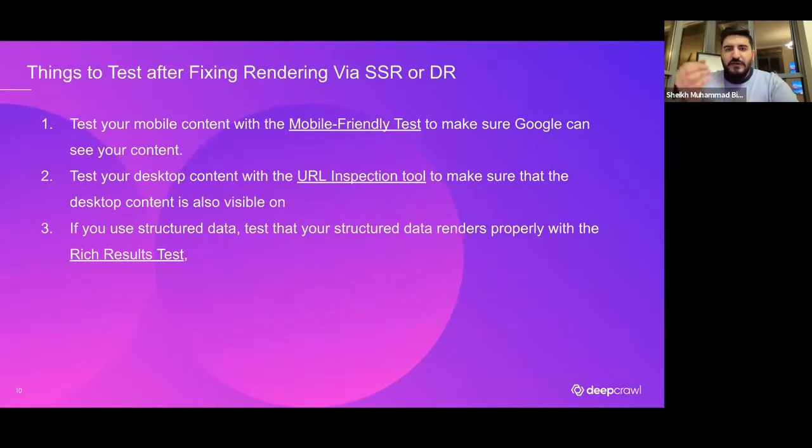After you have done your server-side rendering or dynamic rendering, you have to make sure that everything is fine. You can run three easy steps, and all of these tools are free. First, your mobile friendly test. Just go and put your website in Google's mobile friendly test and check if your page is mobile friendly and you're not breaking anything. Second, you can test your desktop variant with the URL inspection tool, which can be done inside the Search Console. So you can just try inspecting a URL.